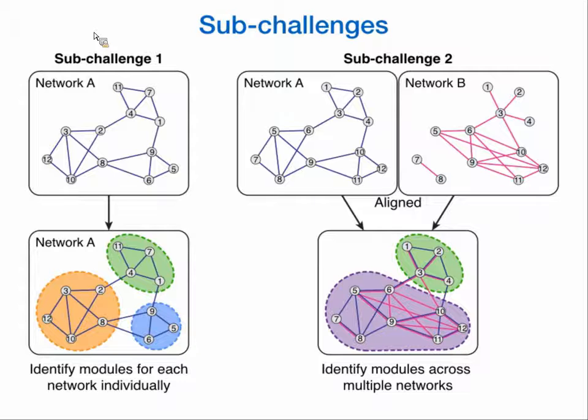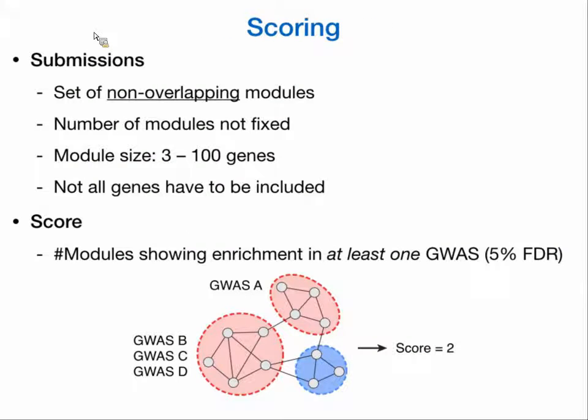So these are the two sub-challenges. Then the modules had to be non-overlapping, and the number of modules could vary, so they could decide how many modules they wanted to submit and the size of the modules. That's not fixed, except that we put a limit of 100 genes, because if you have modules of several hundred genes, it's just not biologically very useful anymore. Even 100 genes is pretty big. They had this constraint, and not all genes had to be included. If a gene doesn't fit in any module, we don't want to force the participants to assign that gene to a module.